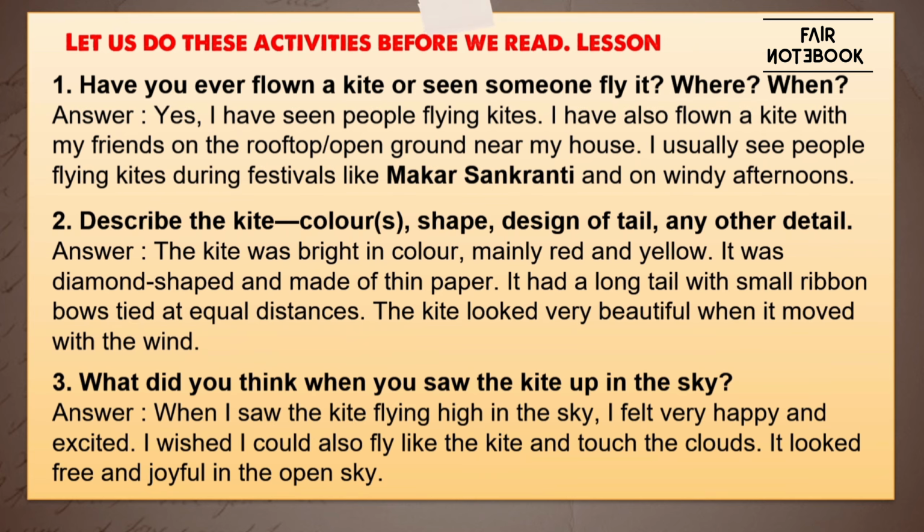Question: Describe the kite: colors, shape, design of tail, any other detail. Answer: The kite was bright in color, mainly red and yellow. It was diamond shaped and made of thin paper. It had a long tail with small ribbon bows tied at equal distances. The kite looked very beautiful when it moved with the wind.